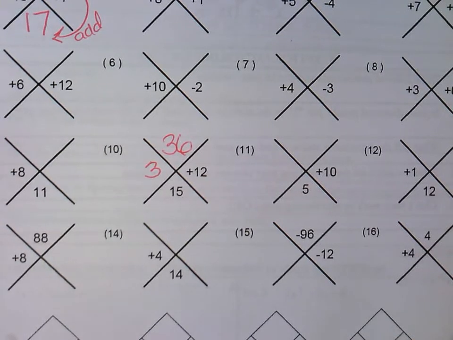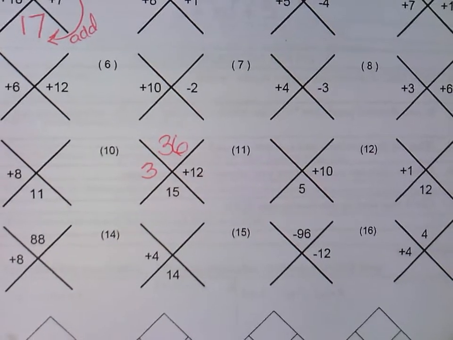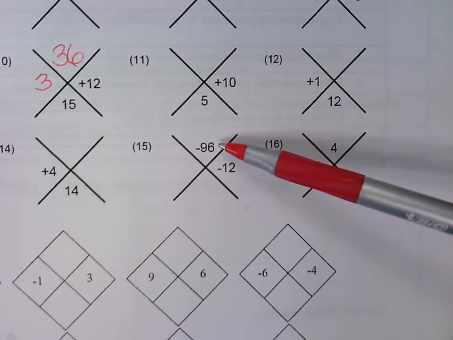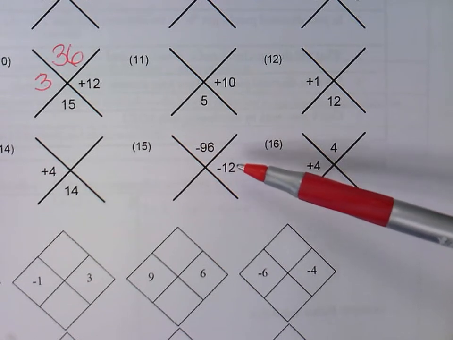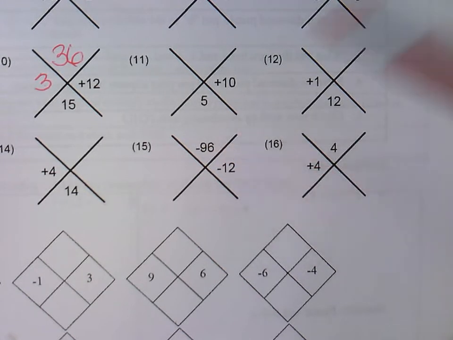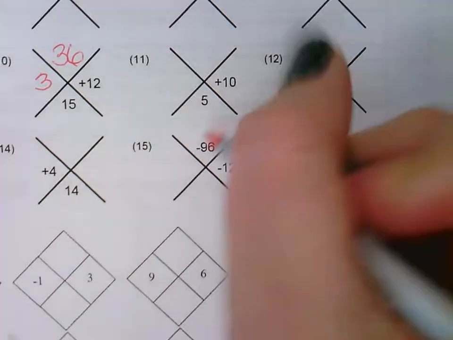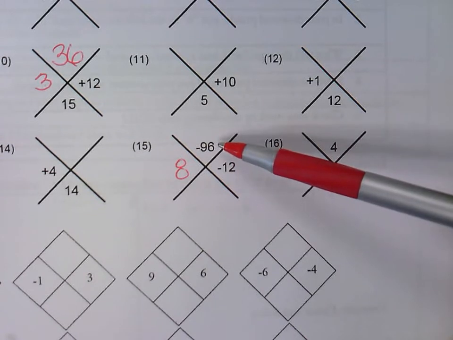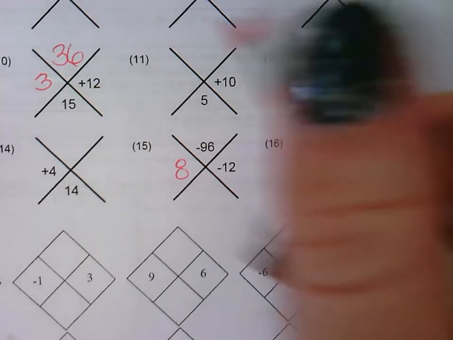When you start factoring, you'll actually have the top and the bottom of this diamond puzzle. Let's do one that's negative. Let's skip down to number 15. Negative 96 is the product. So negative 12 times what will give you negative 96? I don't know, is that 8 or 9? You guys are confident with your 12 times tables, huh? Very good. So it would have to be positive 8, right? So positive 8 times negative 12 is negative 96, and positive 8 minus 12 is negative 4.